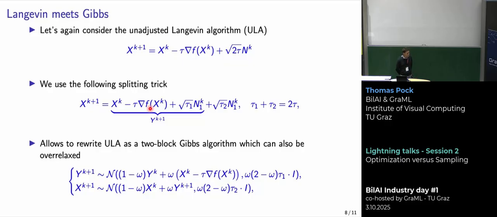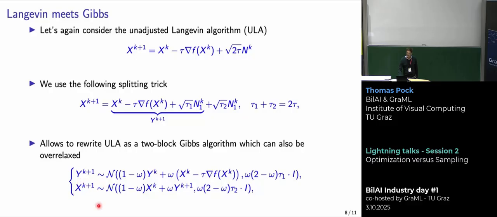Let's again consider the unadjusted Langevin algorithm here, gradient descent plus noise, and now we make a trick, which we found. We split up the noise term into two equivalent noise terms, so that the variances add up, and we just call the first part y. And then it turns out this is nothing else than an alternating Gibbs sampler. We sample y from a Gaussian with mean that and that noise, and then we sample x from a Gaussian with mean y and that noise.